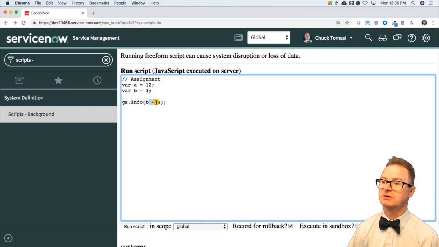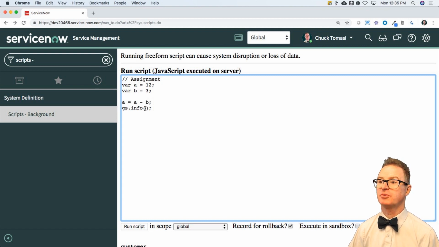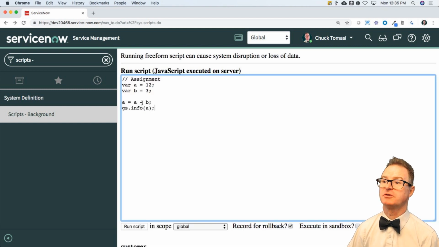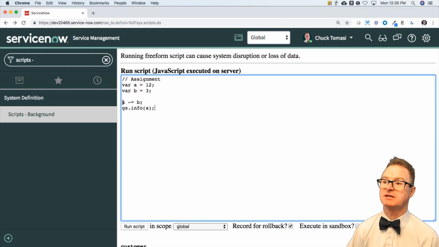I can also, same as before, decrement a variable by saying A equals A minus, let's do it this way, A equals A minus B, and then output A should be 9, right? And it is. I could, as noted before, shorthand notation that by doing, instead of a plus equals, a minus equals, and that will again give me 9. So that is an easy way to do that.